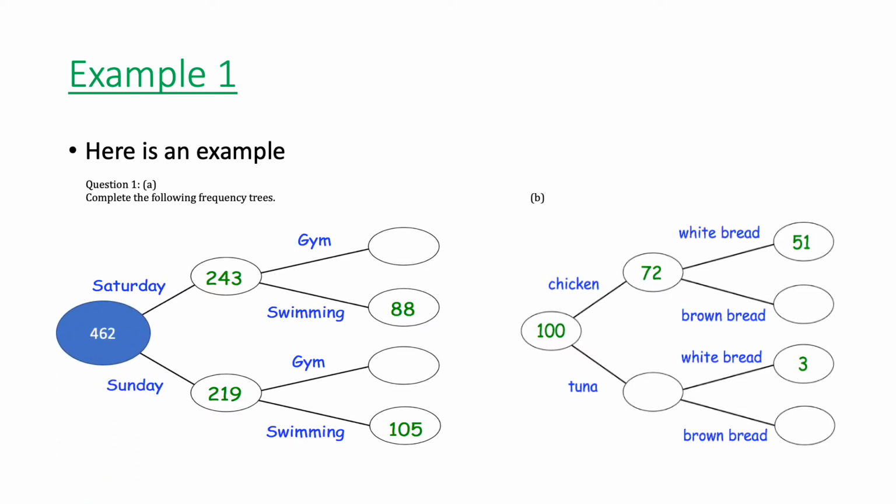So for the first box, 462, because 243 plus 219 is 462. Next one is 155 plus 88 is 243, or to work it out, I did 243 minus 88 is 155. And then lastly, 219 minus 105 gives me 114. The question said, complete the following frequency tree, so that's obviously 1A and this is 1B. And that is all it is, guys. That's a little summary of a frequency tree.